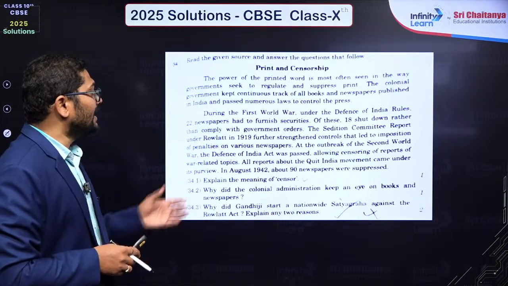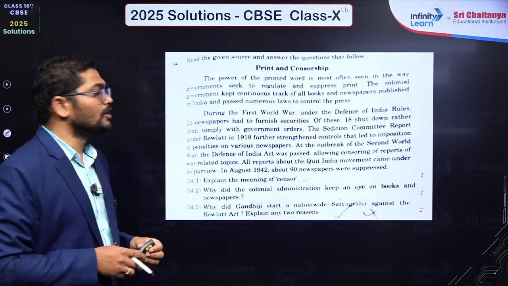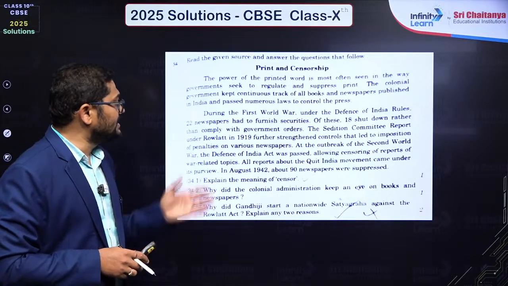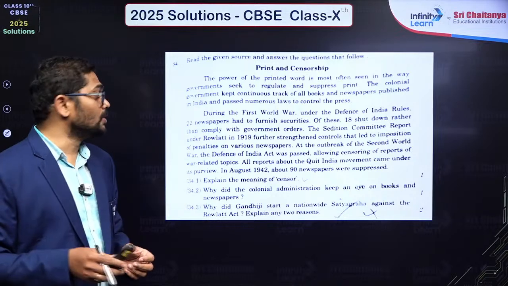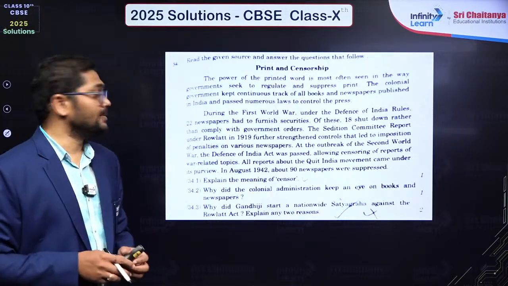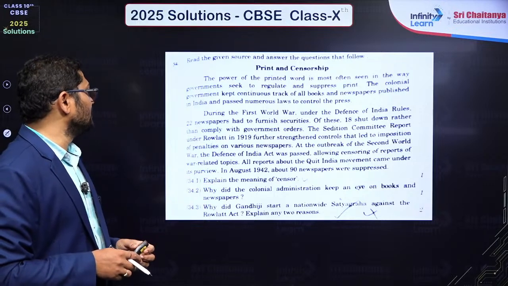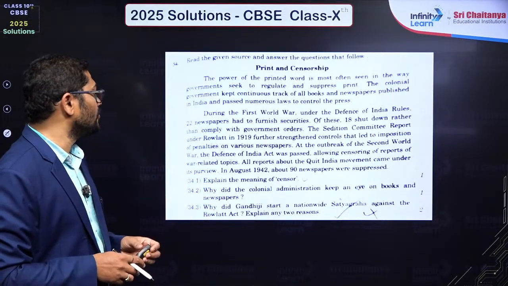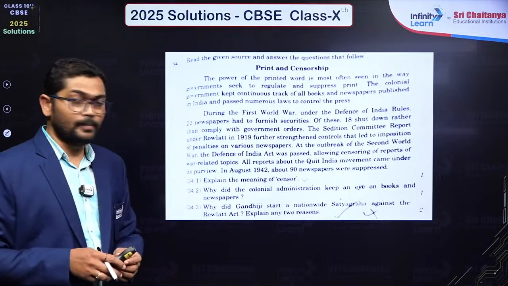Of these, 18 shut down rather than comply with the government orders. The Sedition Committee report under the Rowlatt Act in 1919 further strengthened the controls that led to imposition of penalties on various newspapers. At the outbreak of the Second World War, the Defence of India Act was passed, allowing censoring of reports of war-related topics.